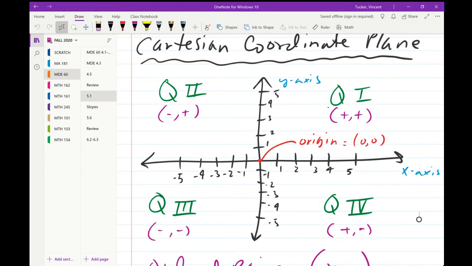And then mention in reference to your origin, everything to the right of your origin is positive, everything to the left of your origin is negative. Everything above your origin is positive, everything below your origin is negative. So that's what I meant by your positive moves versus negative moves.